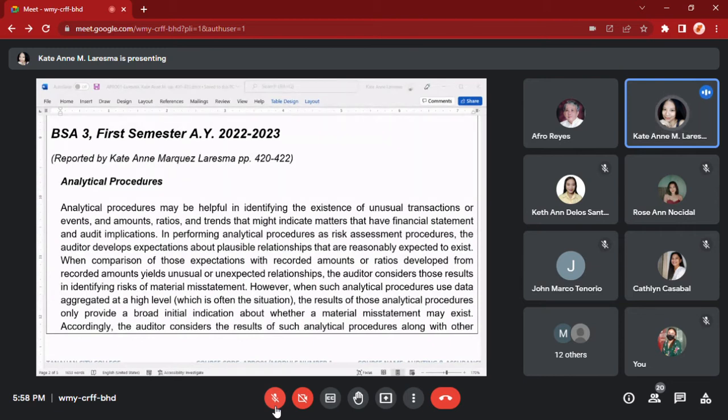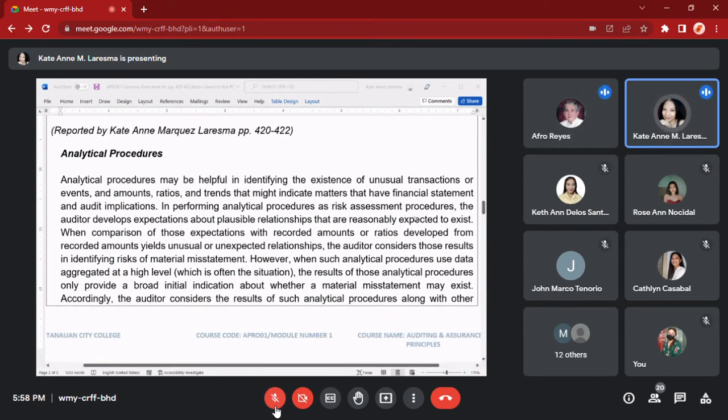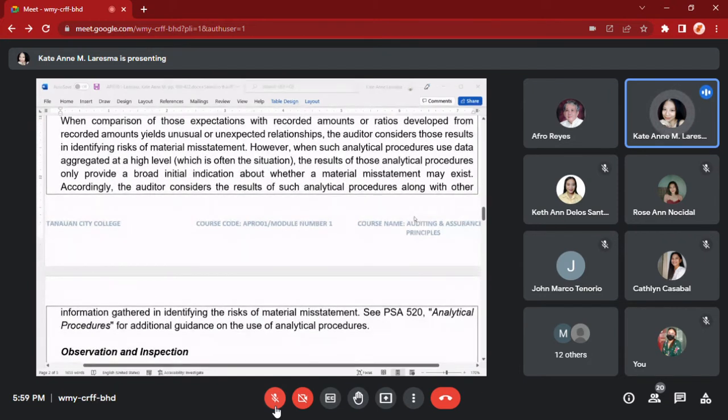Yun ang analytical procedures. To continue, when comparison of those expectations with recorded amounts or ratios developed from recorded amounts yields unusual or unexpected relationships, the auditor considers those results in identifying risk of material misstatement. However, when such analytical procedures use data aggregated at a high level, which is often the situation, the results of those analytical procedures only provide a broad initial indication about whether a material misstatement may exist. Accordingly, the auditor considers the results of such analytical procedures with other information gathered in identifying the risk of material misstatement.